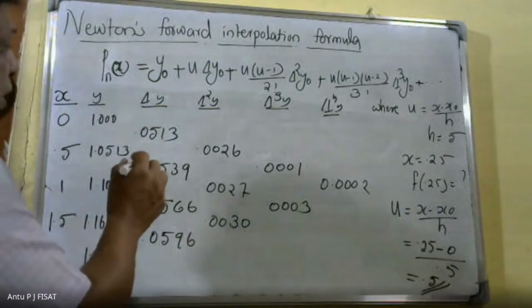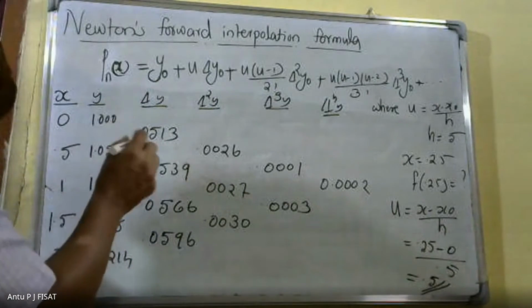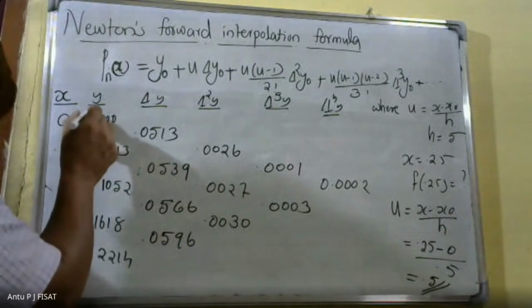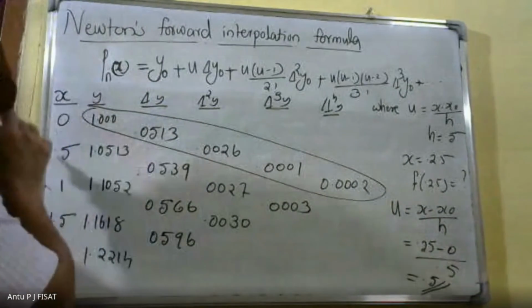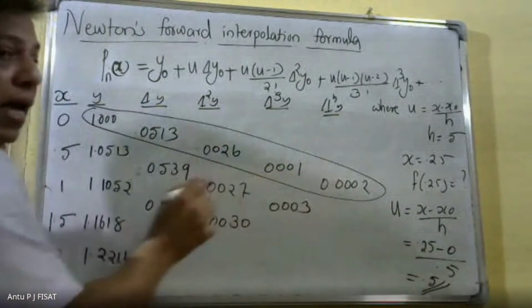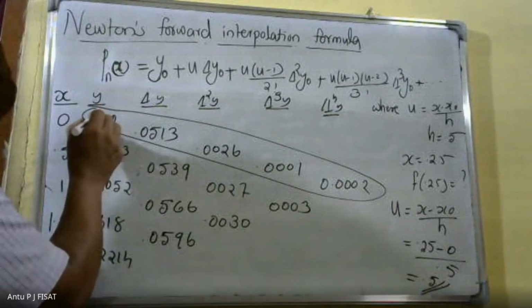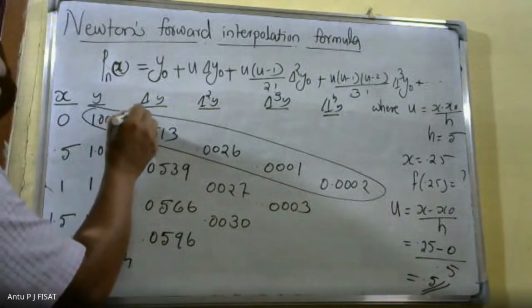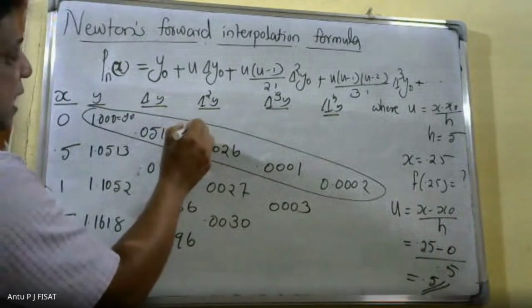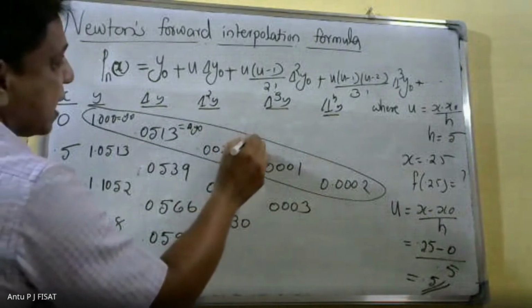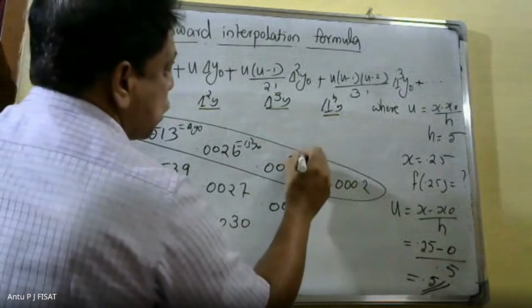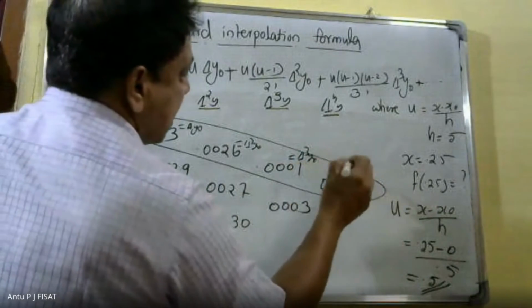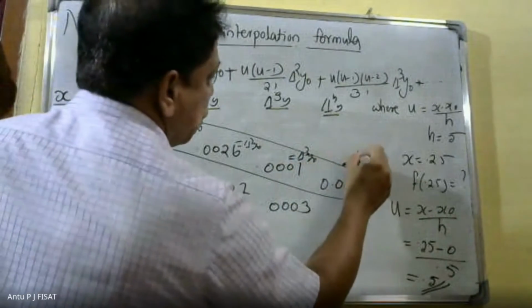Then y naught. From the table, we take these values. Take the upper diagonal values. This 1.00 is taken as y naught. This is taken as delta y naught. This is taken as delta square y naught. This is taken as delta cubed y naught. This is taken as delta raised to 4 y naught.